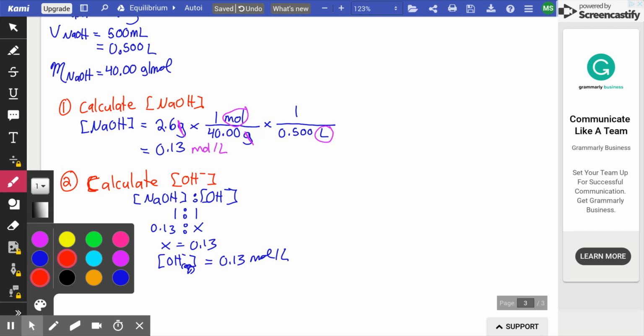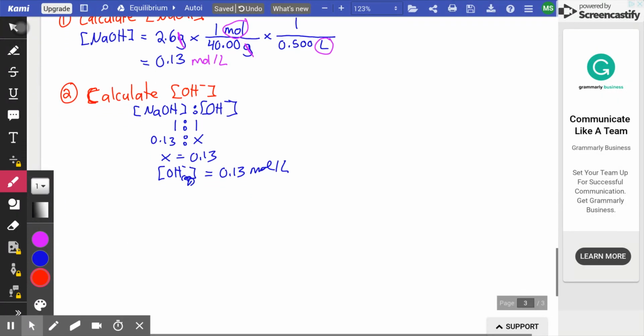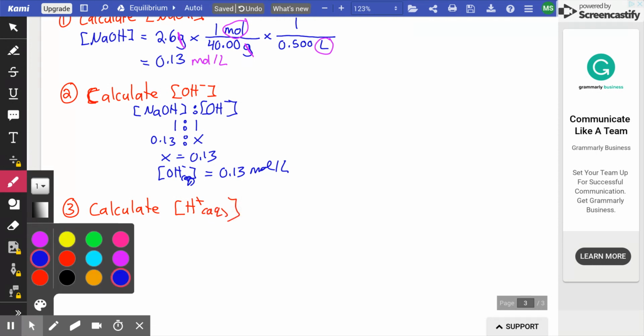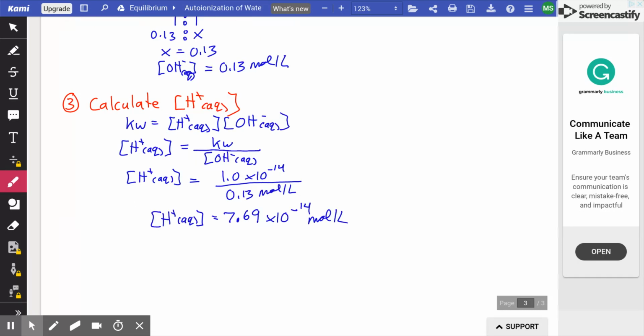The question is asking us for a hydroxide ion concentration and a hydrogen ion concentration. So your step 3 is to calculate the hydrogen ion concentration. You should know by now how to do that, so hit pause and calculate that. If you've done it correctly, you can see the steps here, but you should calculate that the hydrogen ion concentration equals 7.69 times 10 to the negative 14 mole per liter.